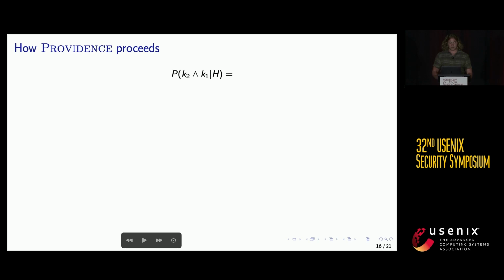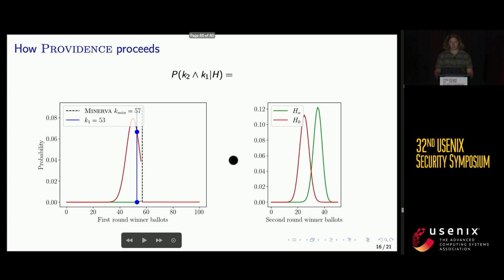So the way that Providence proceeds is by looking instead at the distribution over the values of K2 given that the particular value of K1 was observed. And so in our picture, this is now just a product instead of a convolution, where on the left, we just look at the particular point that was observed. So in the picture, it's the blue dots. So if you drew 53 in the first round, we just multiply by those corresponding probabilities. And so this no longer has that problem of the implicit assumption about N2.